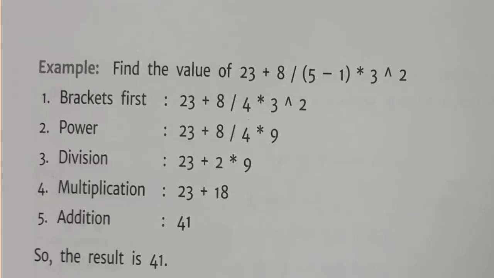Next comes the power in the hierarchy. So I will solve this first and I am getting 9. That is 23 plus 8 divided by 4 into 9. Then division. So I have to do 8 divided by 4, so the answer is 2. So it is 23 plus 2 into 9. Now I have to do multiplication. That is 2 into 9, that is 18. So I will get the next step 23 plus 18. After that I have to do plus. So I am getting the answer 41.